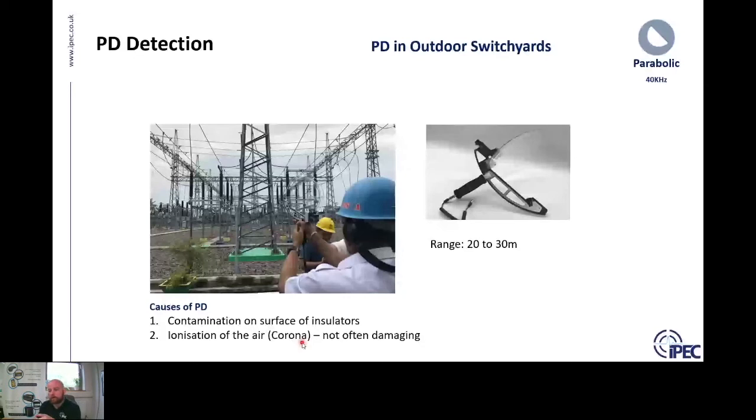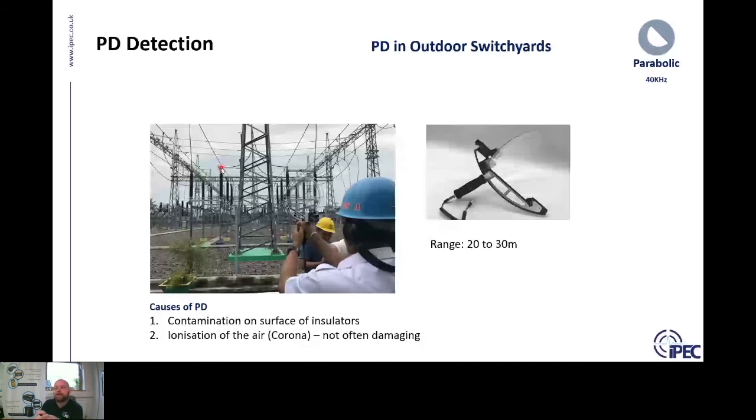So one thing to consider when using a parabolic dish in outdoor switchyards is using the directional capability of this equipment, moving it up and down the insulator points and physically moving around your switchyard, so that you can decide if the PD is occurring across the surface or the PD is corona occurring from ionization of the switchyard.